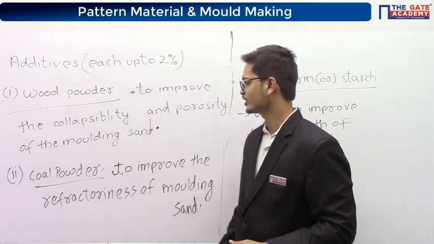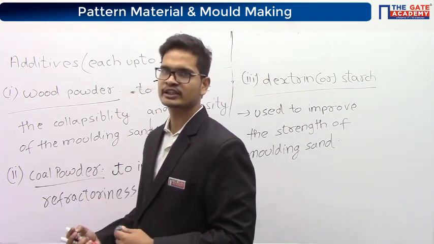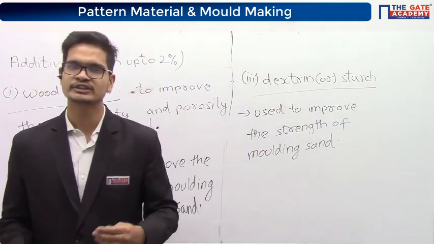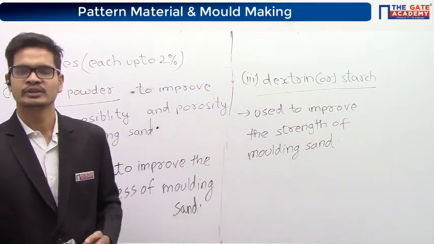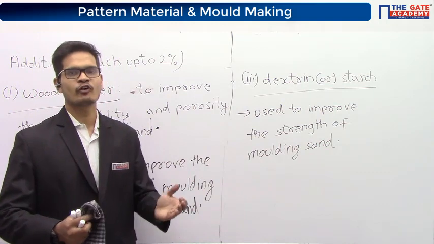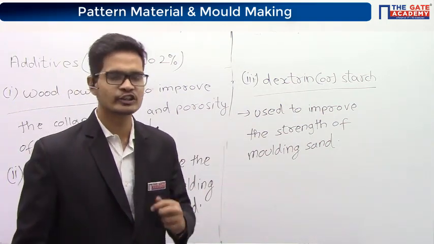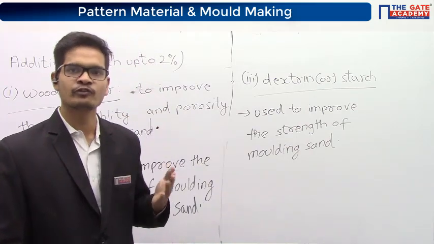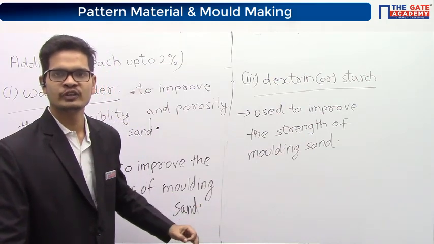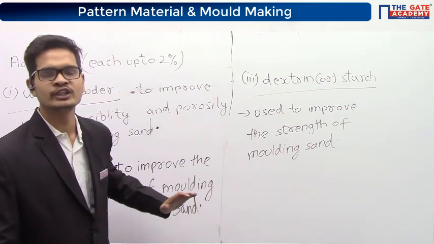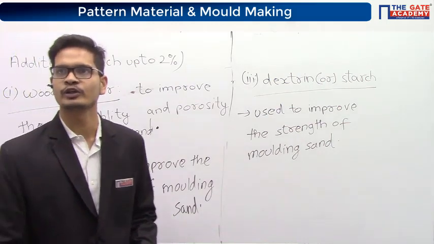Kumar is asking, sir, refractoriness once more. Kumar, refractoriness means the ability to maintain strength even at high temperature. And since the molten metal is at high temperature, when it gets poured inside the molding sand, the temperature of the molding sand will increase. And if its refractoriness is not good, the strength of the molding sand will reduce. Hence, we want it to have higher strength even at higher temperature. Right? To give high strength at higher temperature, we want it to have good refractoriness. And for good refractoriness, we use the coal powder or the coal dust.